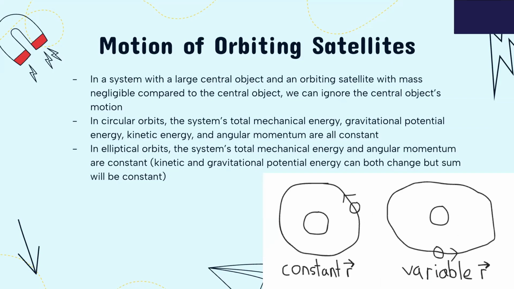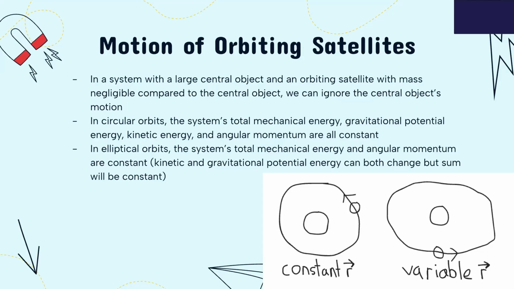Now on to motion of orbiting satellites. In a system with a large central object and an orbiting satellite with mass negligible compared to the central object, we can ignore the central object's motion. So in circular orbits, the system's total mechanical energy will be constant because the gravitational potential energy, minus GMm over r, is constant because the r is constant. And if that's constant, then the kinetic energy must be constant because the total mechanical energy of the system is unchanged in the absence of external forces. And the angular momentum will also be constant.